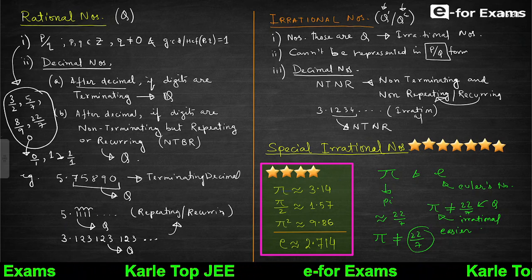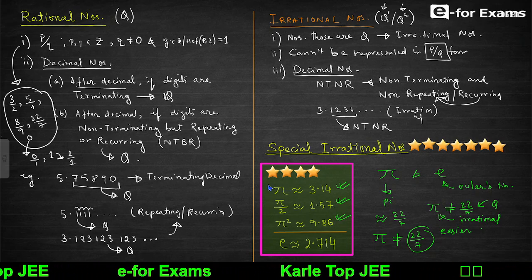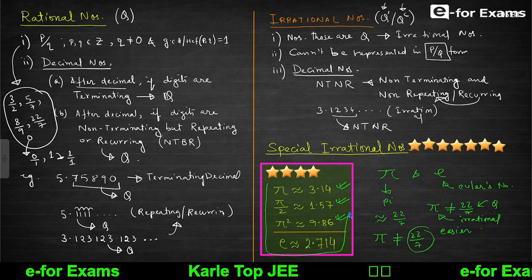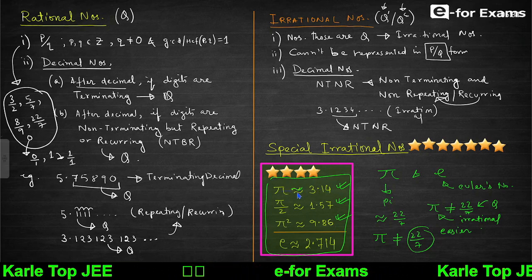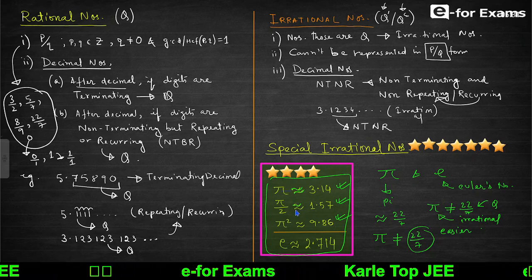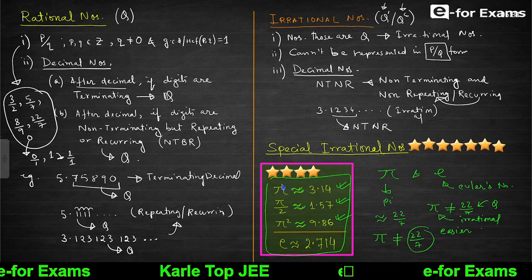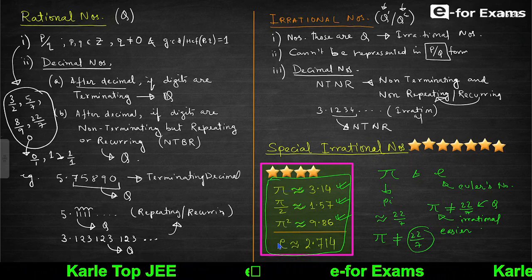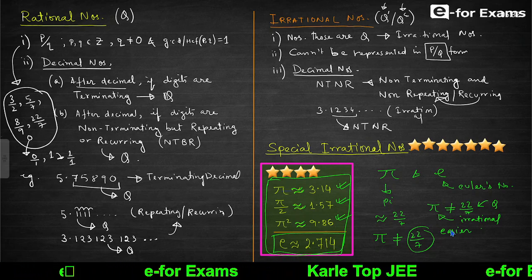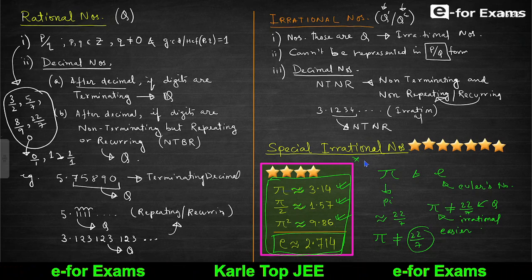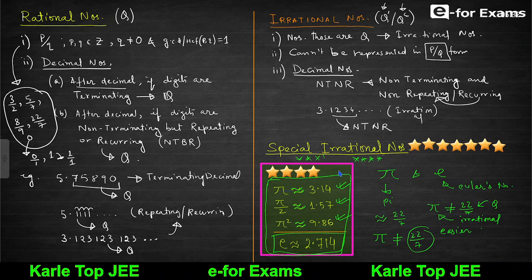Remember these three by heart. We are going to use them in calculation. The approximate value of pi is 3.14, pi by 2 is 1.57, pi square is 9.86. Remember these three values of pi. And Euler's number is approximately 2.714. Very important numbers. In calculation we are going to use them again and again, so remember them.